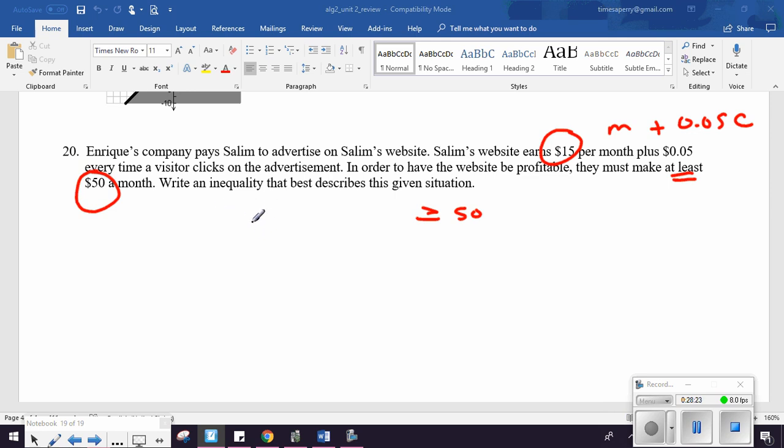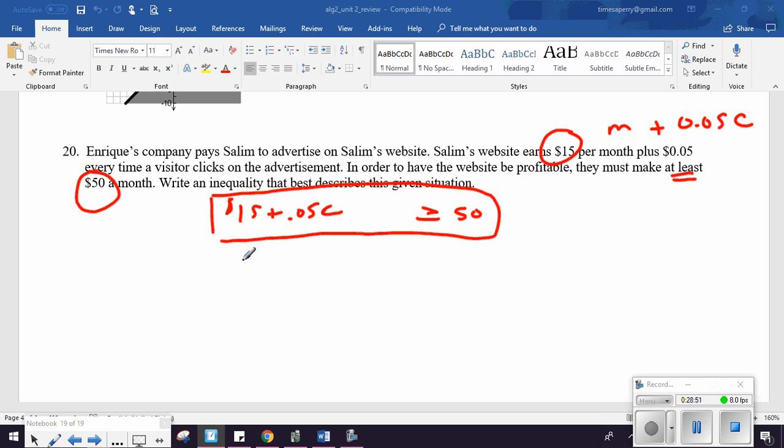All right, so $15 plus 5 cents per click should be greater than or equal to 50. That would be the inequality that describes this scenario. $15 plus 5 cents per click.